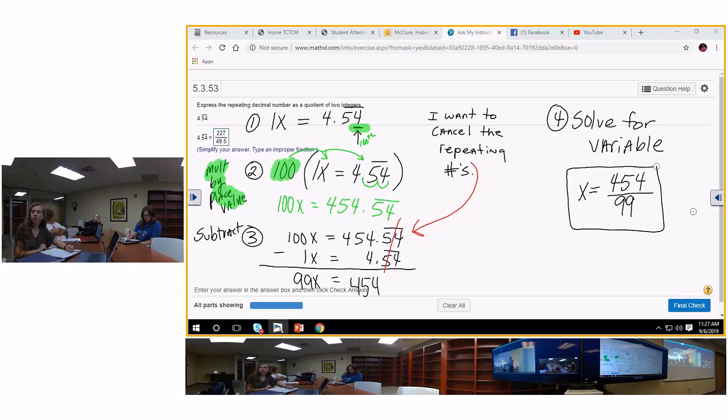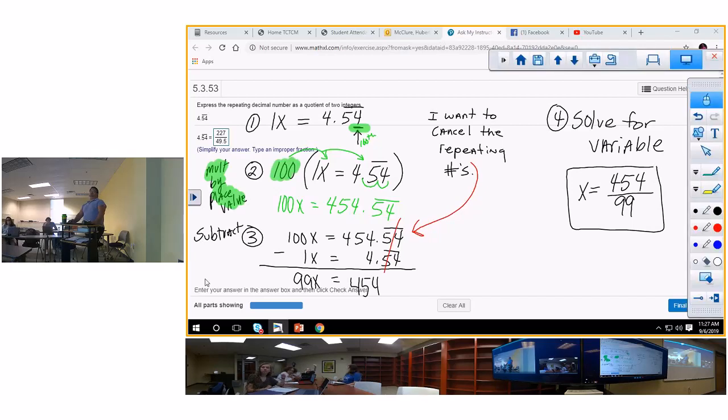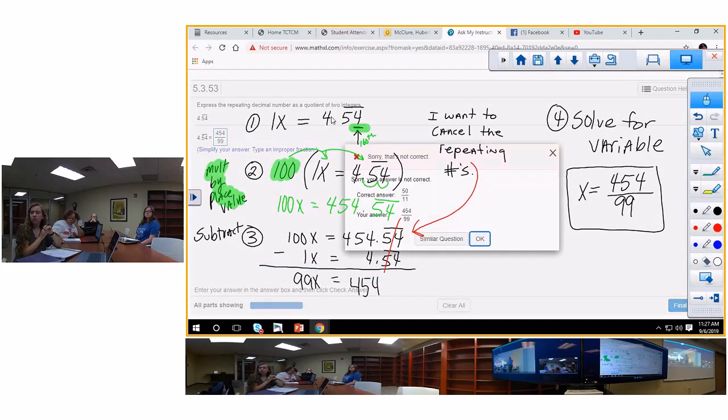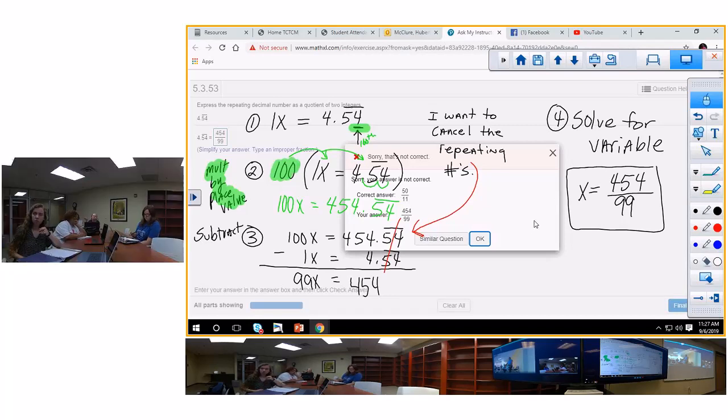Now we're going to do another one of these because you need to know how to do it for the homework. Hey, I got a question for you, because I put that in before that answer you just erased, and it told me it was wrong. Well, then it is reducible. But the only factors for it would be 1, 2, 277, and 454.